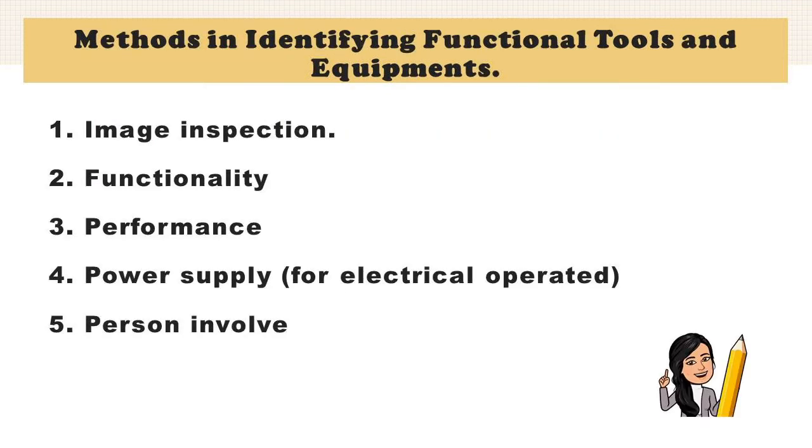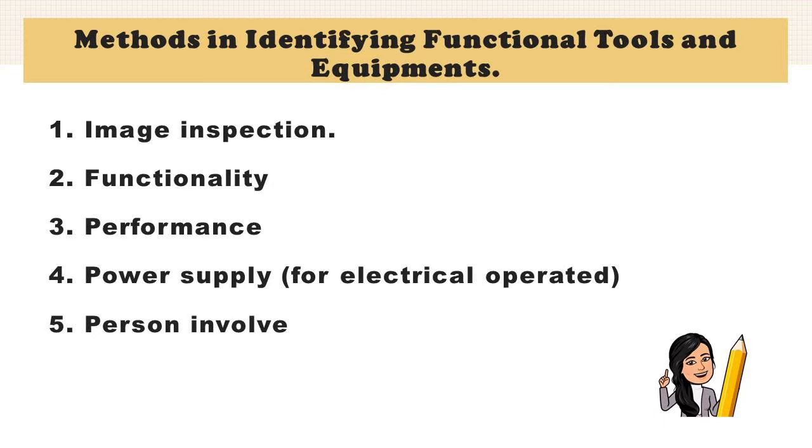Methods of identifying non-functional tools and equipment. Number 1, visual inspection. This refers to the visual observation of the specialist on the appearance of the tools and equipment. Just by looking at the equipment, there are some tools that can be identified if it is functional or not. Do remember that functional and non-functional tools and equipment must be labeled properly, so this would help us to easily identify the tools and equipment that can still be used.